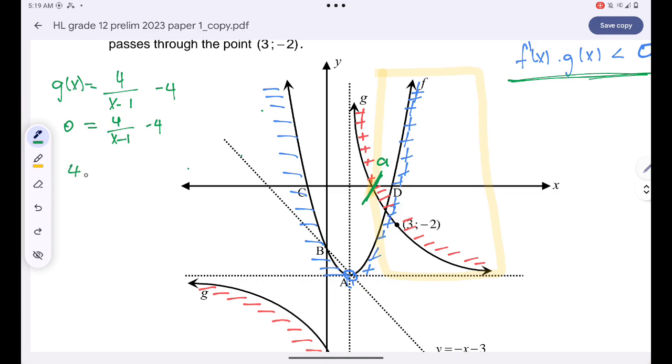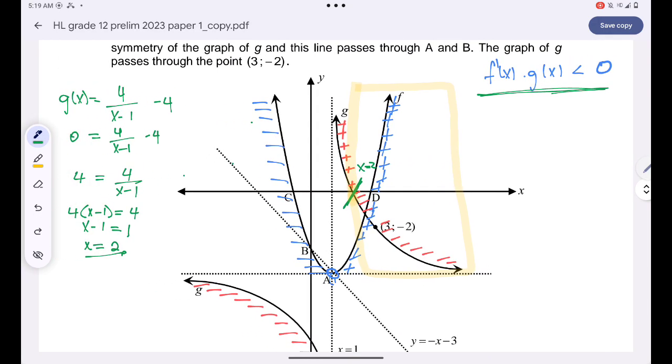So I'll have positive 4 is equal to 4 over x minus 1, and then I can cross multiply. I'll end up having 4 times x minus 1 is equal to 4. If I divide both sides by 4, I'll end up having x minus 1 is equal to 1, and hence x is just equal to 2. So the x-intercept over there is just equal to 2. Are you together?